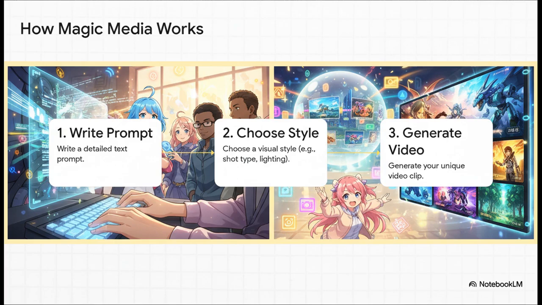And the best part? They've made it ridiculously simple. It's really just 3 steps. You literally just type what you want, something like a close-up shot of a steaming cup of coffee on a rainy day. You pick a style, and you hit generate. The AI handles the rest.